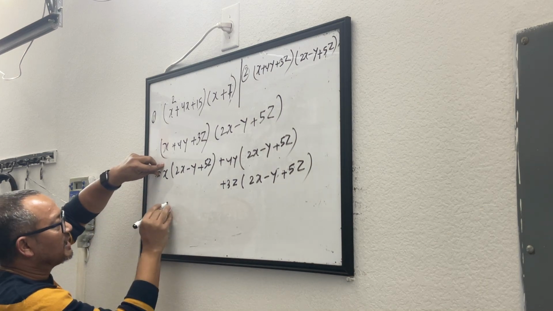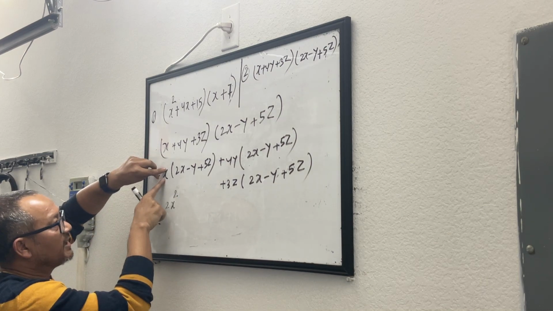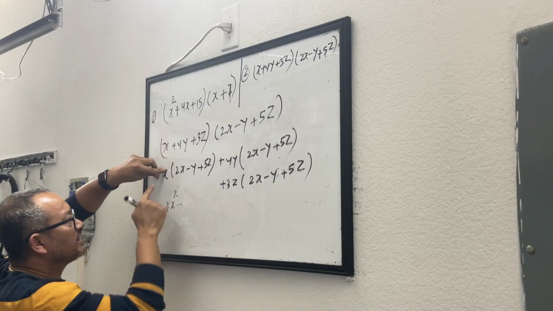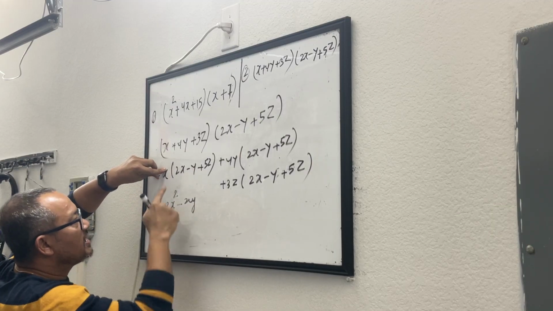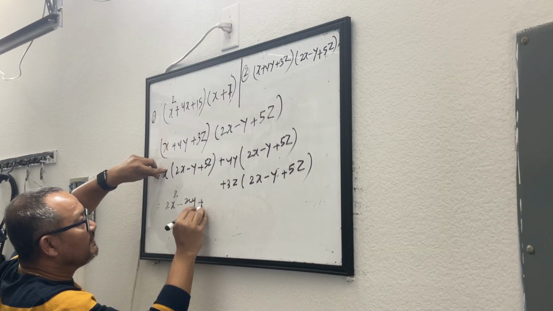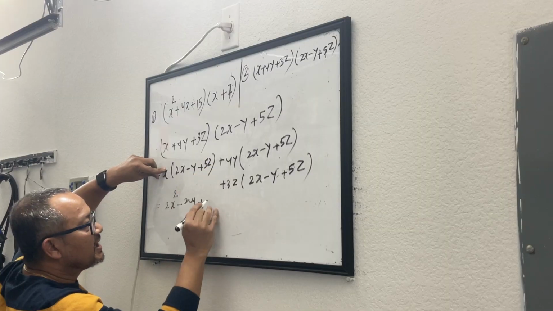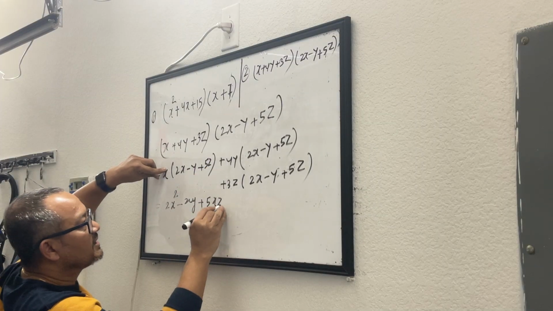x into 2x, that will be 2x square. I'll go little fast this time. x into minus y. I have minus sign, so plus into minus will give me a minus, x into y will give me xy. x into 5z will be, I have plus sign here, so this is plus x into z, 5xz. This is that.